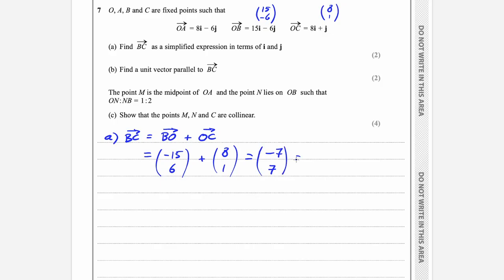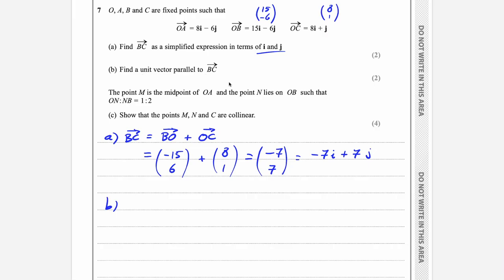But he does say in terms of i and j. So then I go back to i and j and I say minus 7i plus 7j. Now definitely, guys, you can do it all in i and j. You don't need to convert into this kind of vector column form, but I do because I think it's slightly easier.